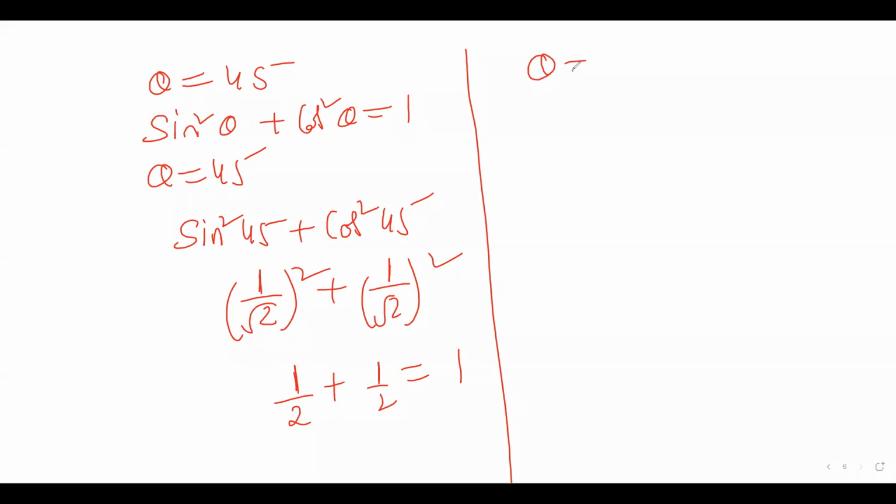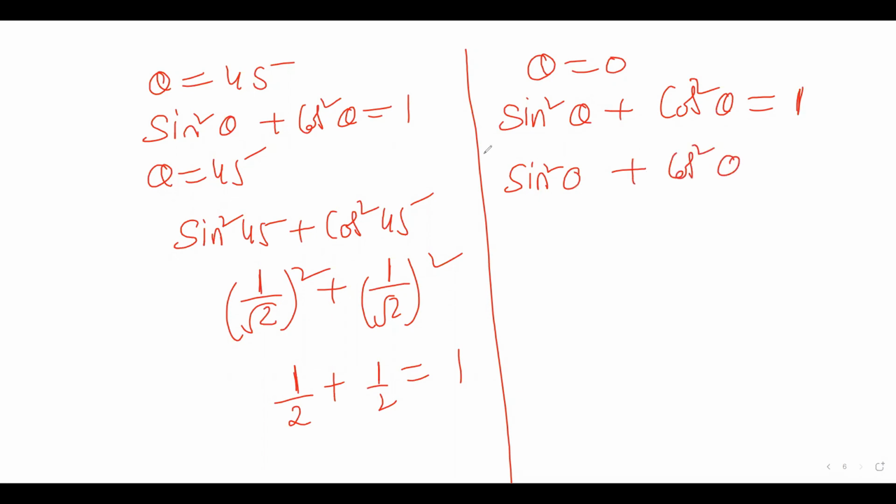Yes. Take theta is equal to 0. Sine square theta plus cos square theta is always equal to 1. Let us see. Sine square 0 plus cos square 0. LHS I am taking. Sine 0 is 0. Cos 0 is 1. 0 plus 1 is equal to 1. Hence proved.